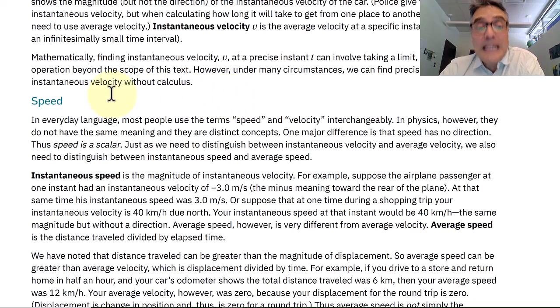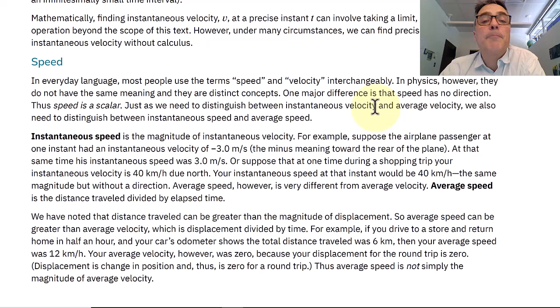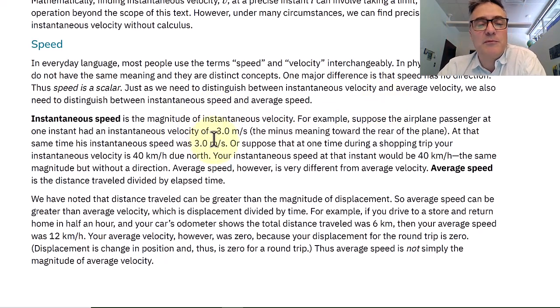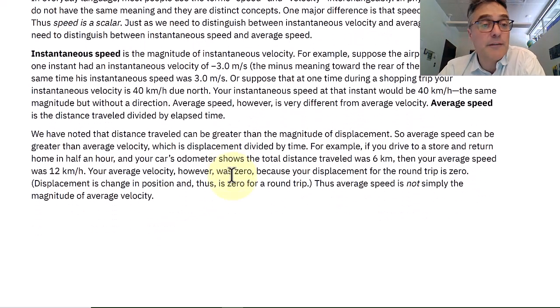But speed in physics means the magnitude of the velocity. So speed is always positive, and it just means how fast you're going without the direction. So if your velocity is negative 3 meters per second, your speed is 3 meters per second. If your velocity is 40 kilometers per hour, your speed is 40 kilometers per hour. Okay, you just take off a minus sign if there is one.